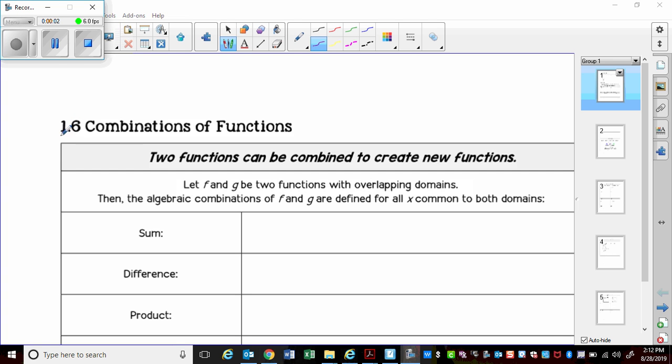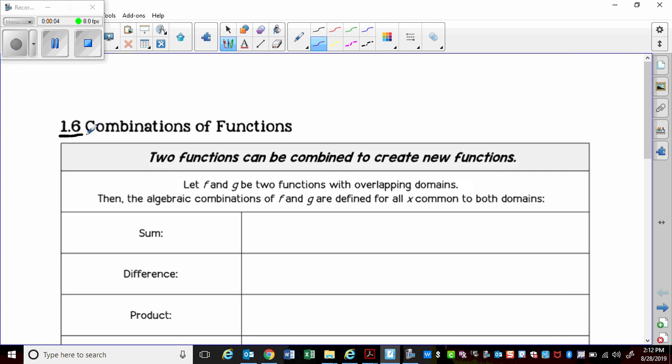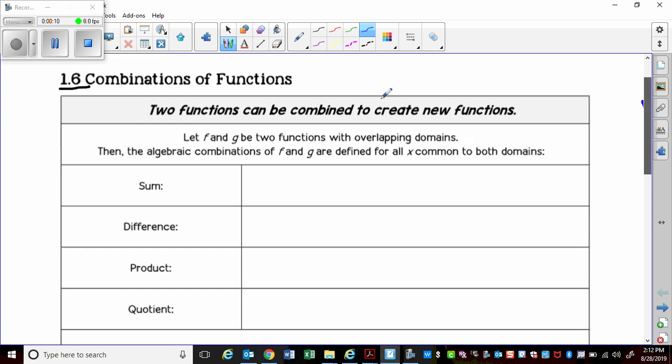Good morning. This is Unit 1, Day 6, Combination of Functions. This is probably my favorite part of this chapter. We're just going to talk really quick about f and g. They're two functions with overlapping domains. We're talking about the sum of these two functions, f plus g of x. This is the same as f of x plus g of x.